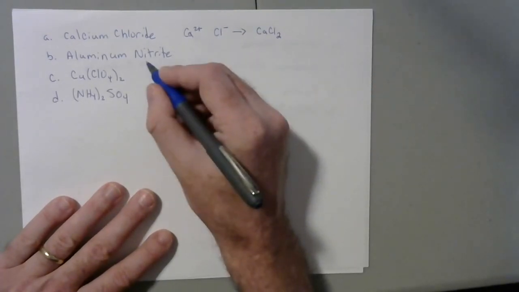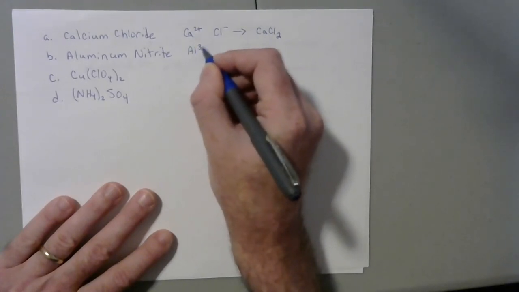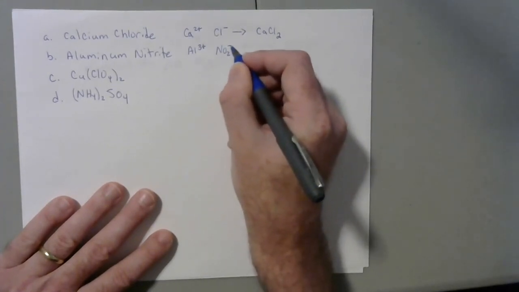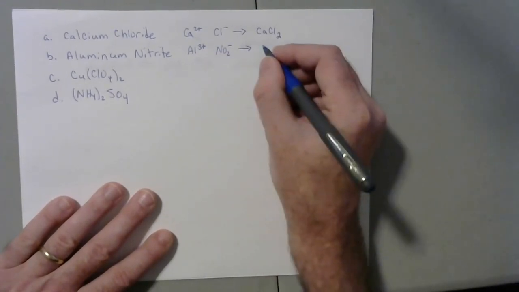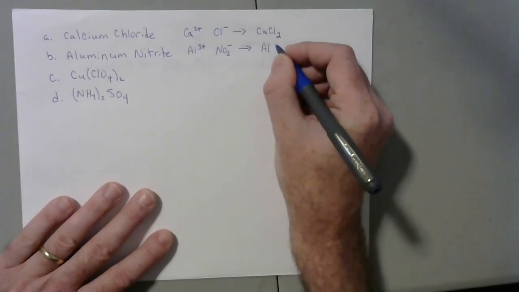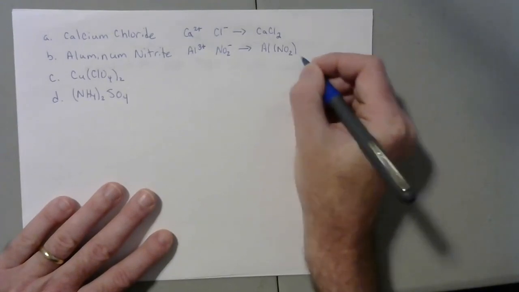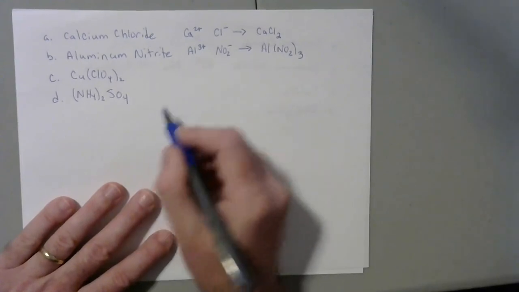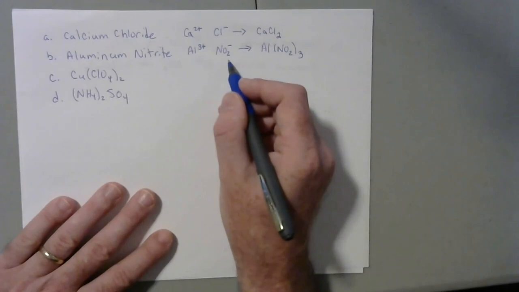If we do aluminum nitrite, it's going to be Al3+ and NO2-. And so we do the same thing. So it's going to be Al, then in parentheses, NO2, then outside of the parentheses 3, because I've got to crisscross that 3 over here, and then 1 goes over there. Notice I didn't do anything to the subscript in the polyatomic ion.